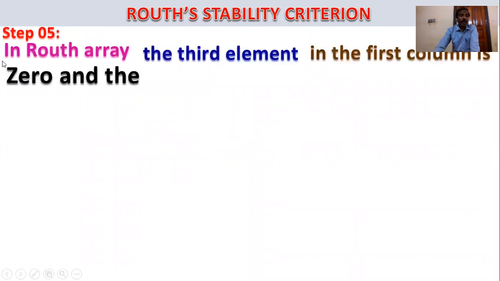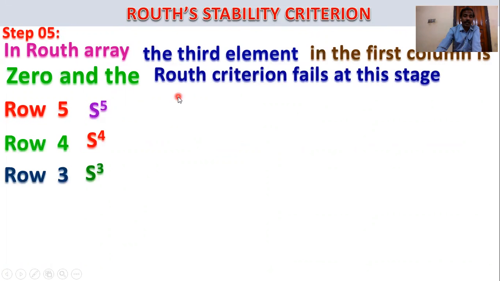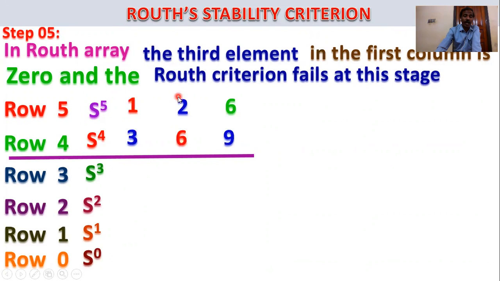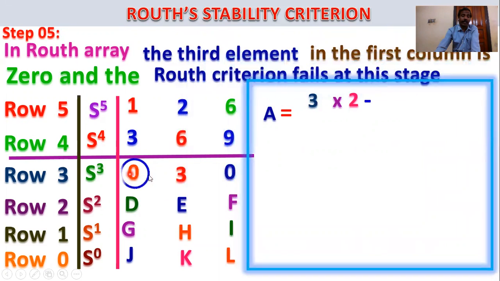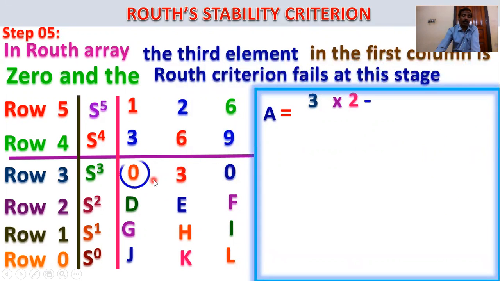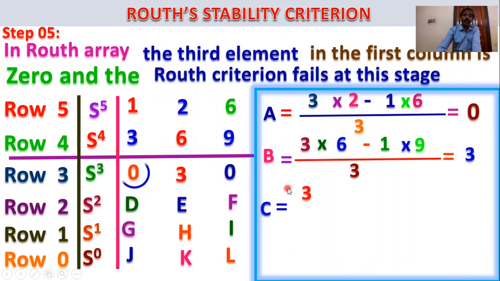So in the Routh array, the third element in the first column is 0, and the Routh criterion fails. At this stage, as already discussed in the Routh table, D equals undefined. In this case, the first column, third element, row 3, first element is 0. So the Routh criterion fails.